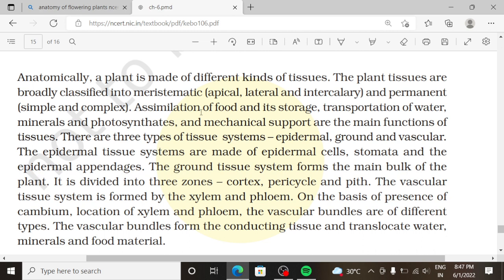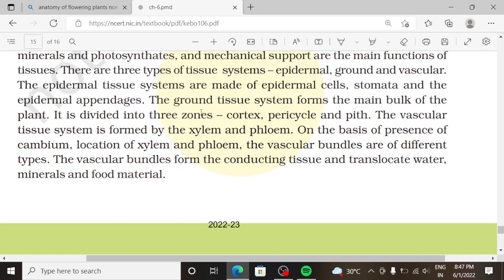The epidermal tissue systems are made of epidermal cells, stomata and the epidermal appendages. The ground tissue system forms the main bulk of the plant. It is divided into three zones, that is cortex, pericycle and pith. The vascular tissue system is formed by the xylem and phloem.